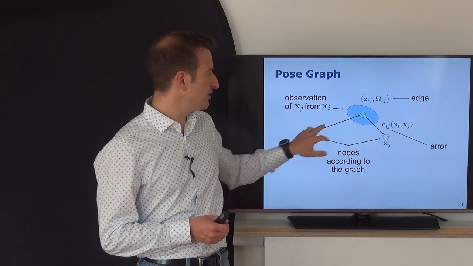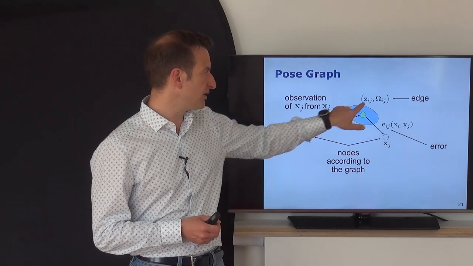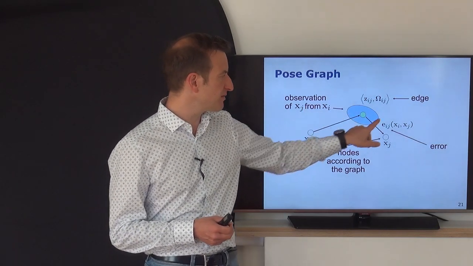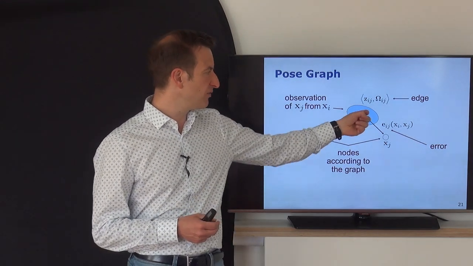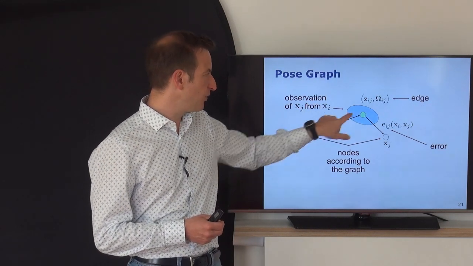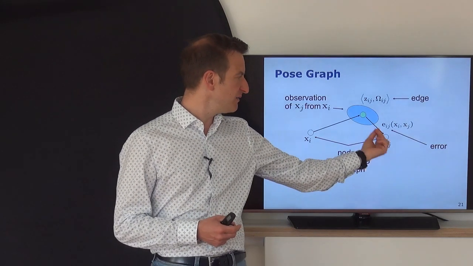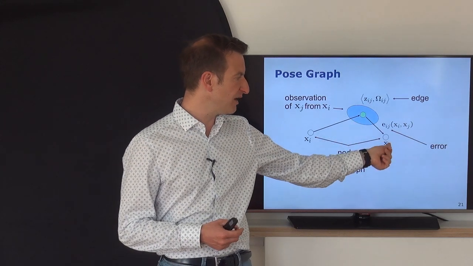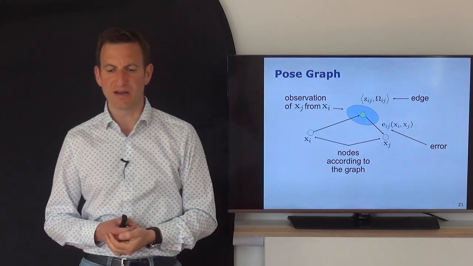This edge is represented by the mean observation, encoded as Zij, and an information matrix, which is illustrated here through its inverse, the covariance matrix. This is the information we store in every edge of the graph. Every observation will lead to such an edge. What we're trying to do is shift the configuration of those nodes in order to minimize this error. In this case, it means xj should move here in order to bring this error towards 0.